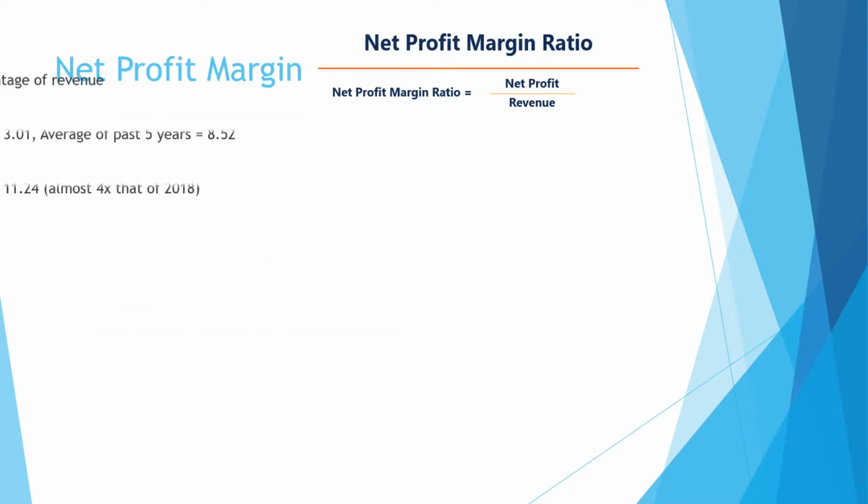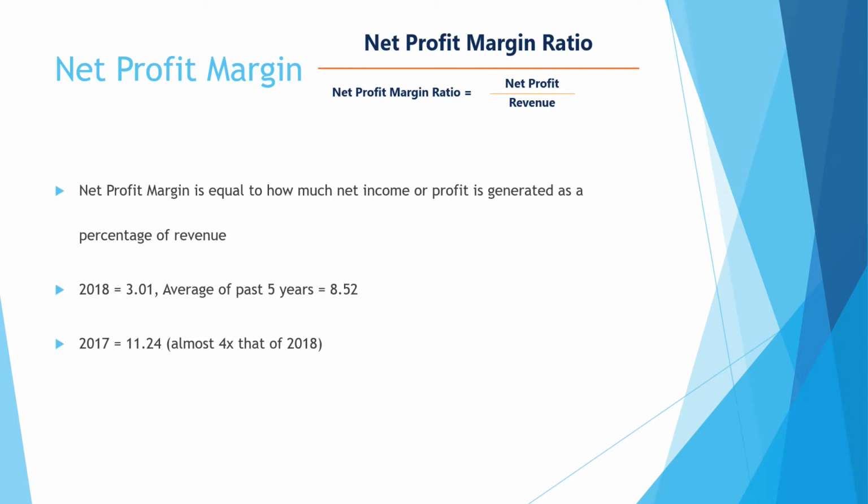Net profit margin. Net profit margin is equal to how much net income or profit is generated as a percent of revenue. In 2018, the net profit margin for Campbell Soup was 3.01, whereas the average net profit margin for the past 5 years has been 8.52. In 2017, the net profit margin for Campbell Soup was 11.24, which is almost 4 times if compared to the net profit margin of 2018.